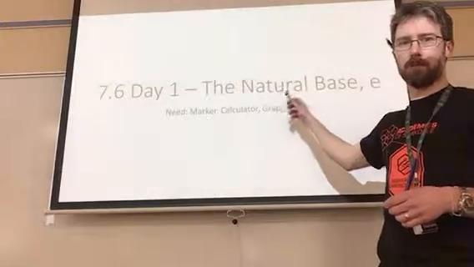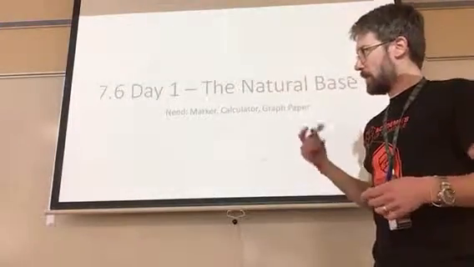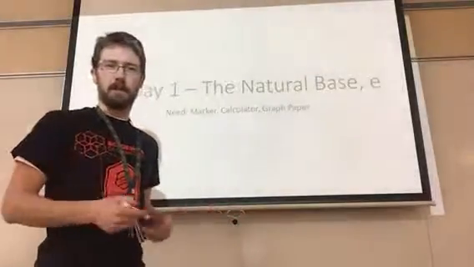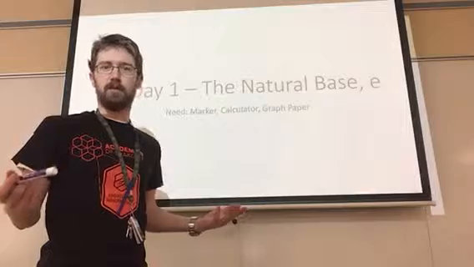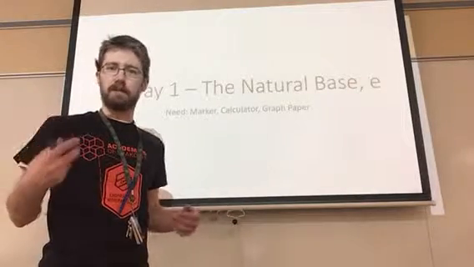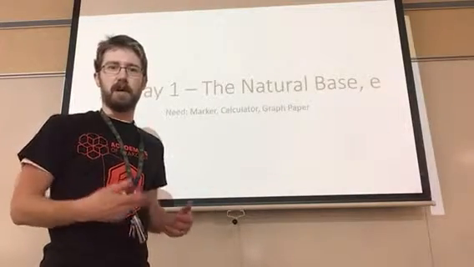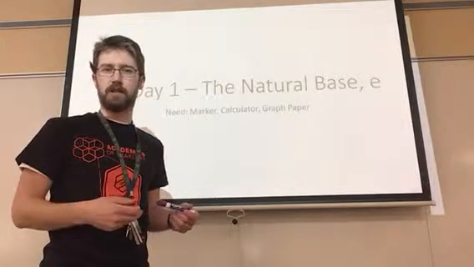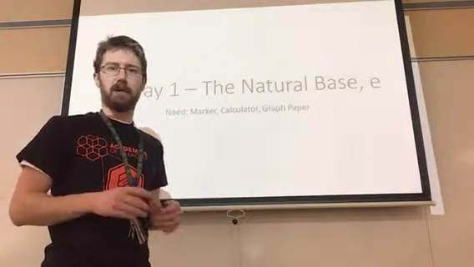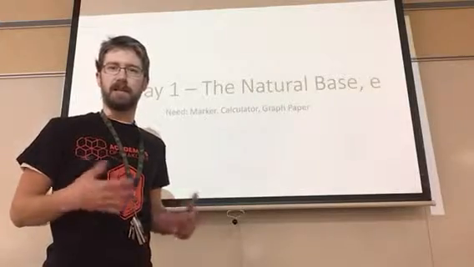So the natural base, e. e is just a mathematical constant. It's a special number. Pi is another special mathematical constant. It's 3.14. e is about 2.72. And in pre-calculus, we'll learn a little more about why it's such a special number. But for right now, we want to just get used to playing around with it and understand that it is a thing.